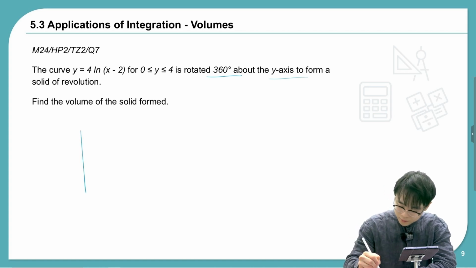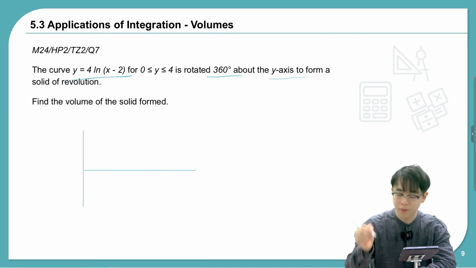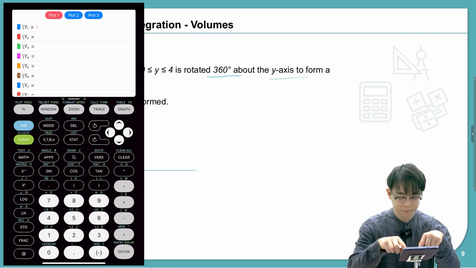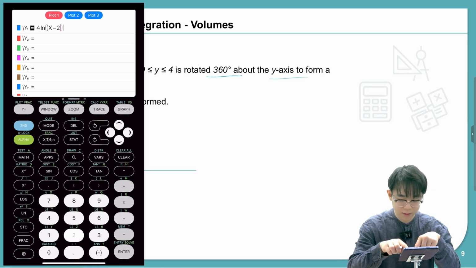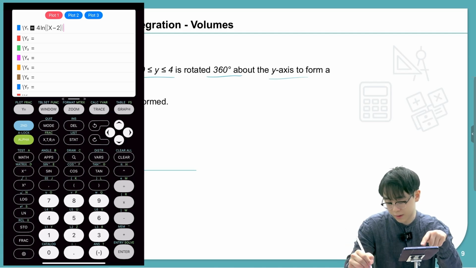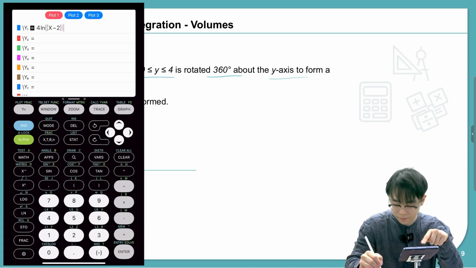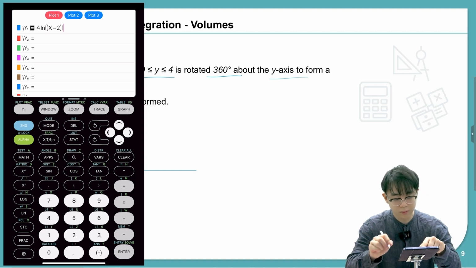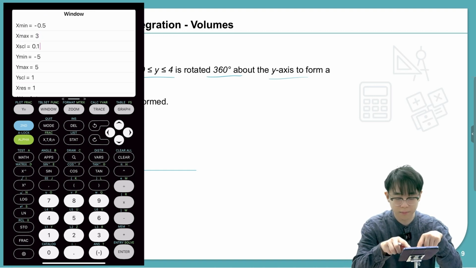Okay. So you could go to your calculator and plot y is 4 ln x minus 2. And our y value is from 0 to 4, and we're revolving about the y-axis. Okay, so you want to draw this out.